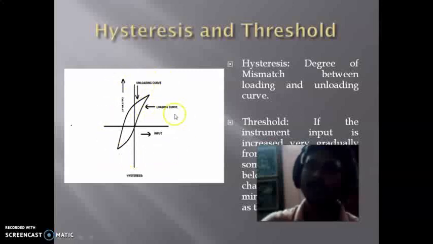This kind of arrangement is called the hysteresis of a particular instrument, meaning the loading and unloading curves will not be the same due to some error of the instrument, and we will get something like a BH loop of our electromagnetic system. As the curve looks like a hysteresis curve, that's why it is called hysteresis.